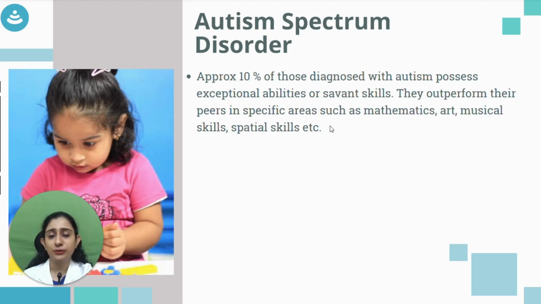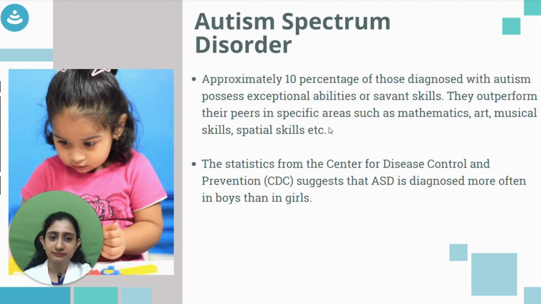So it's found that approximately 10% of those diagnosed with autism possess something called exceptional skills or savant skills. So they may outperform their peers in specific areas. It could be mathematics, art, musical skills, etc. The statistics suggest that ASD is more often seen in boys than in girls.